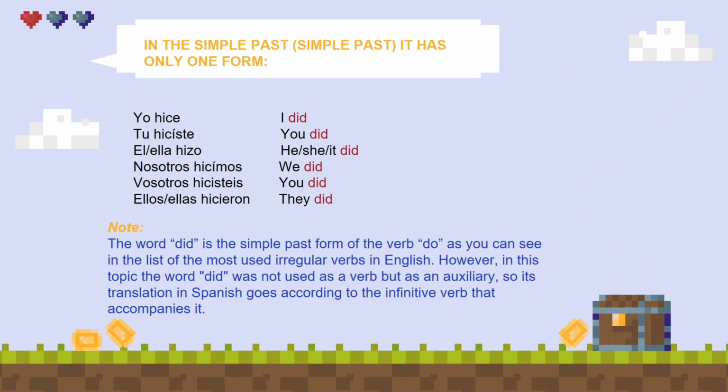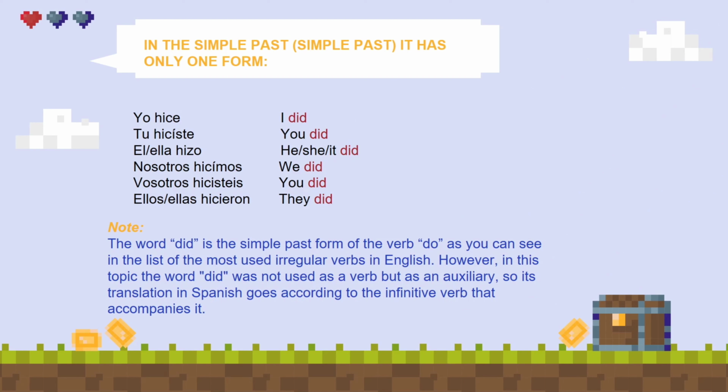As you can see, this is the listing of the most used irregular verbs in English. However, the word did was not used as the main verb, but as an auxiliary. So its translation in Spanish goes accordingly with the infinitive verb that accompanies it. Next, as an auxiliary verb, it is used to form the negative and question form of the present and the simple past.